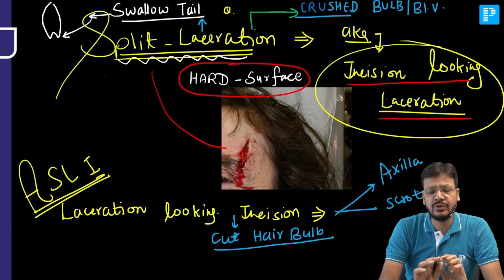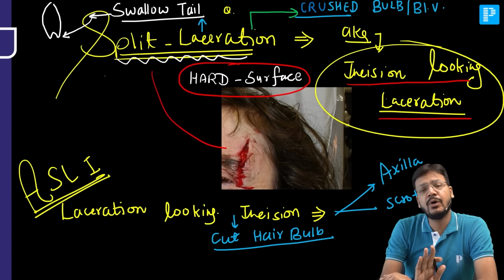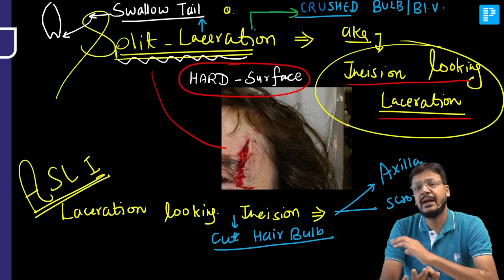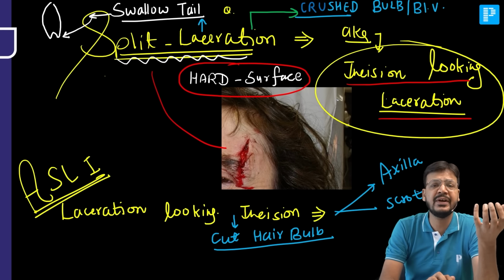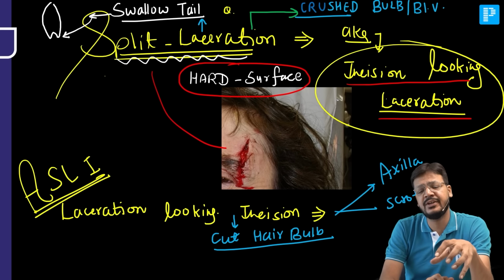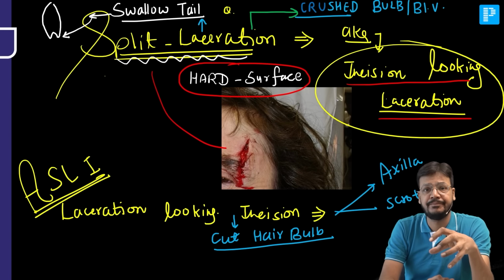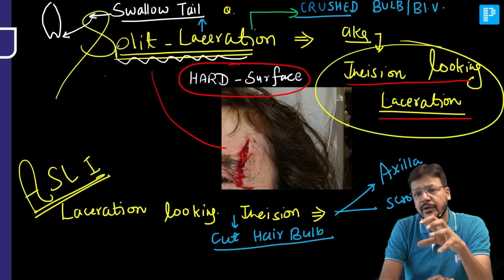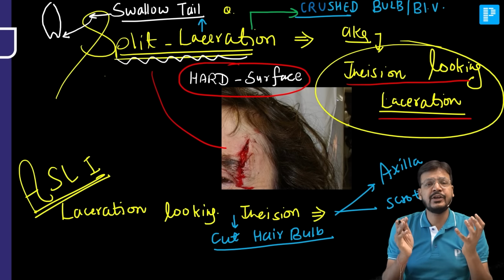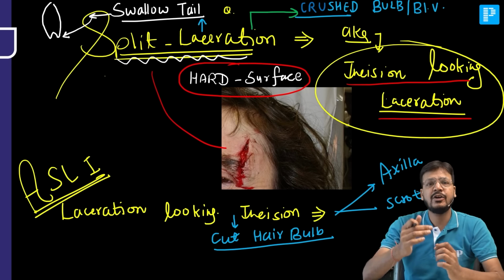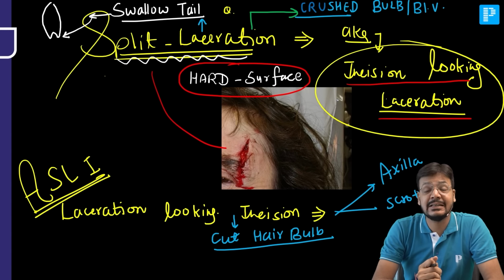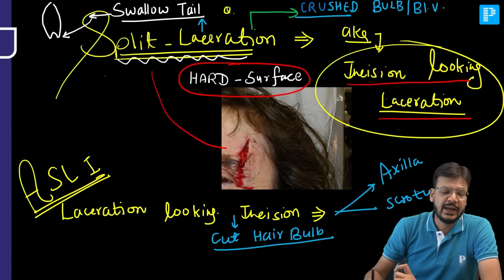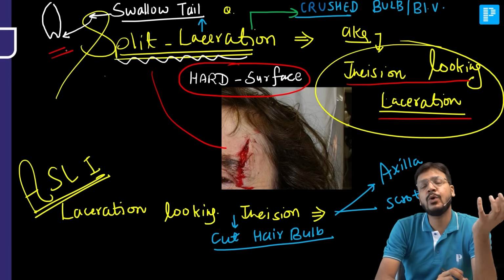So this is known as split laceration. It is caused by a hard surface and a hard weapon. And how to identify this? You will identify the split laceration by crushed blood vessels and crushed hair bulb. So you have two important features, crushed blood vessels and crushed hair bulb. But it is on the hard surface, the weapon is hard, so there will be an incision-looking laceration. And you can see one very important thing, that's a swallowtail in the laceration.